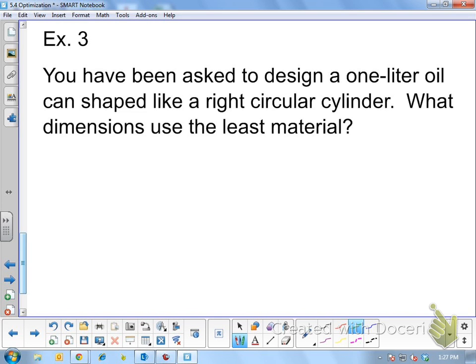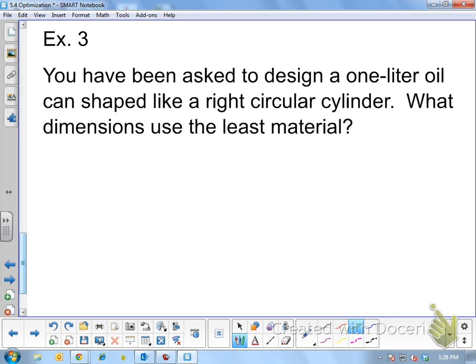You have been asked to design a 1 liter oil can shaped like a right circular cylinder. What dimensions use the least material? So we're working with a cylinder and we're trying to use the least material.